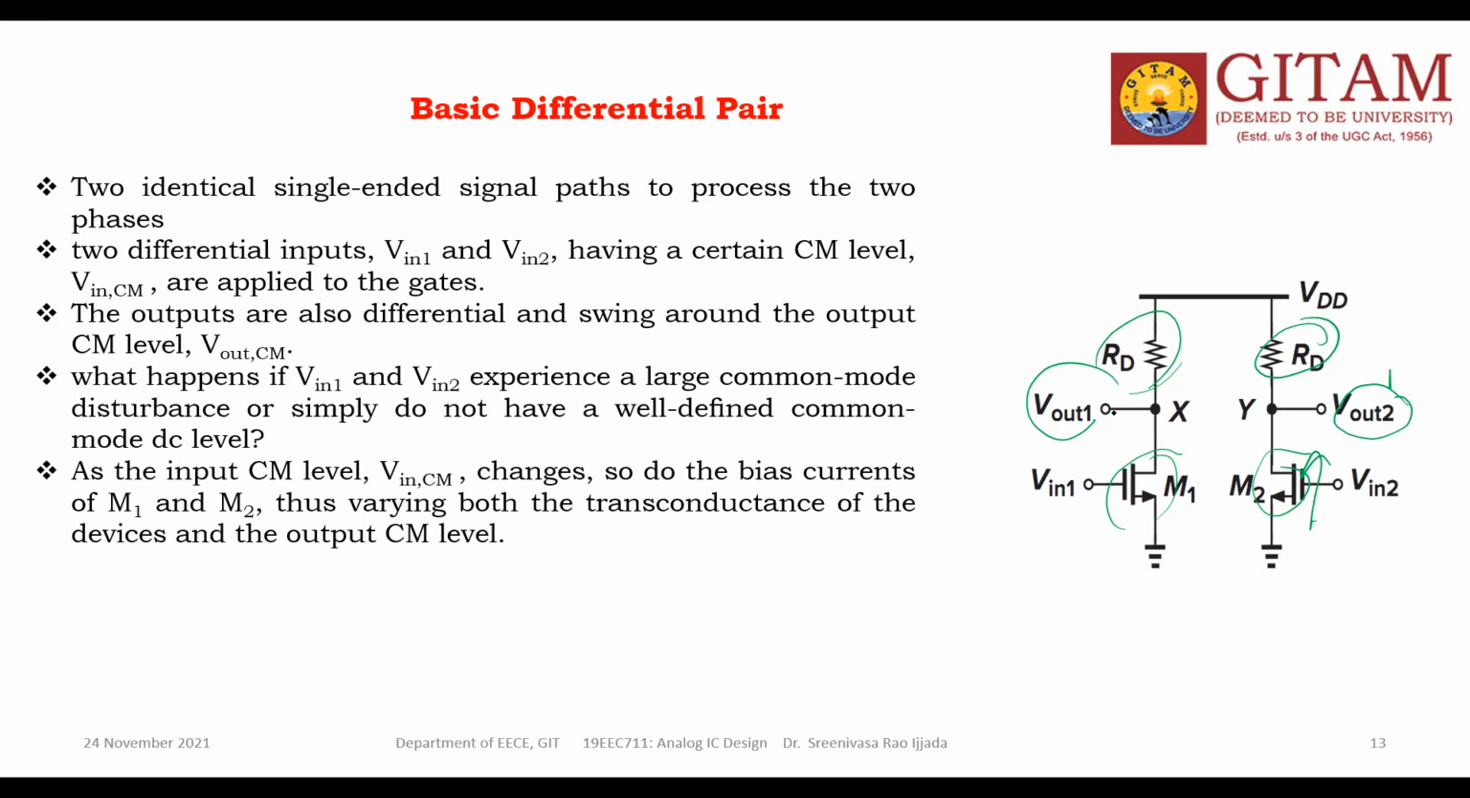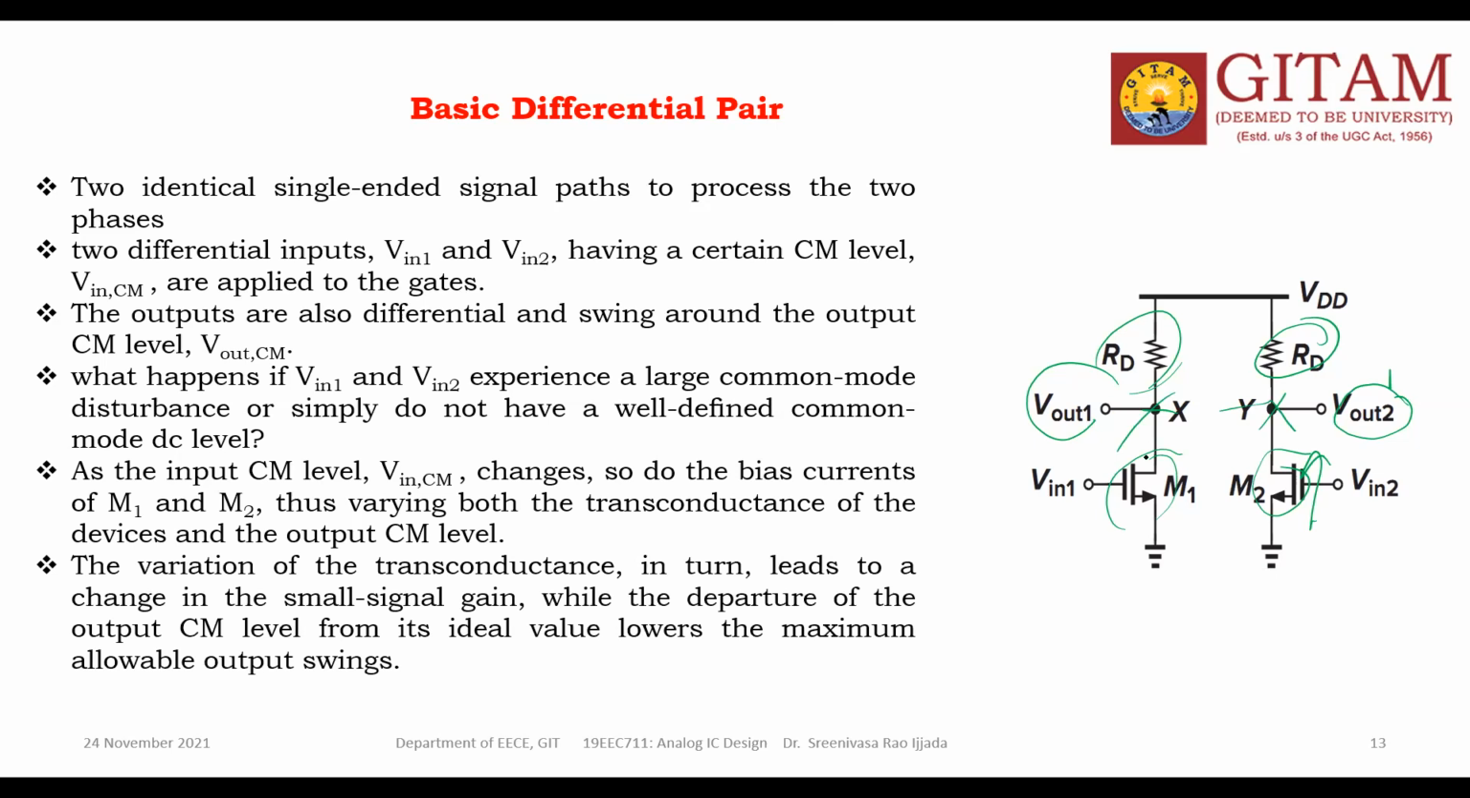The bias current of M1 and M2 varies both the transconductance of the device and the output. So whenever the CM value comes different, the output voltages change with respect to the GM value. When GM is more, current is more. If current is more, drop is more. If drop is more, output voltage is less.